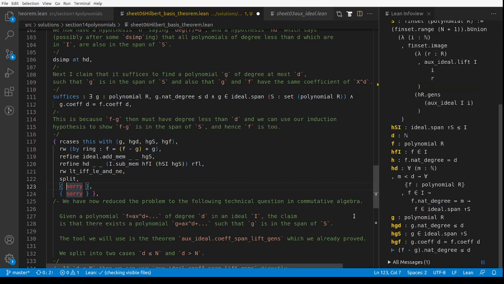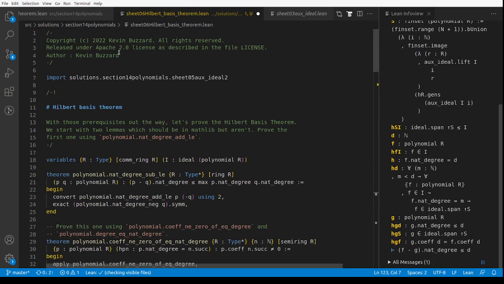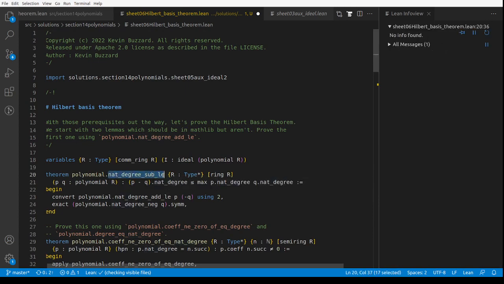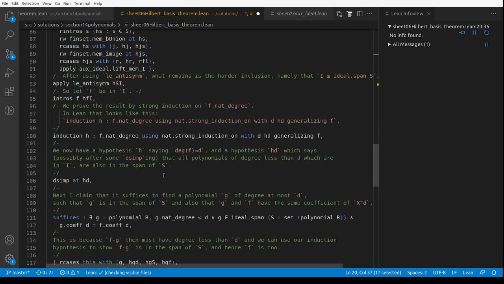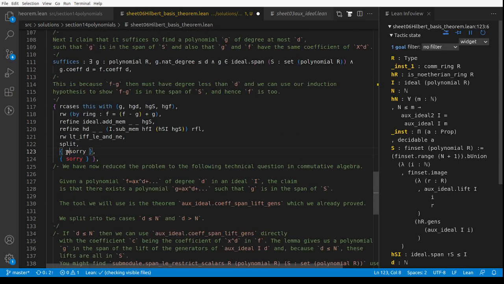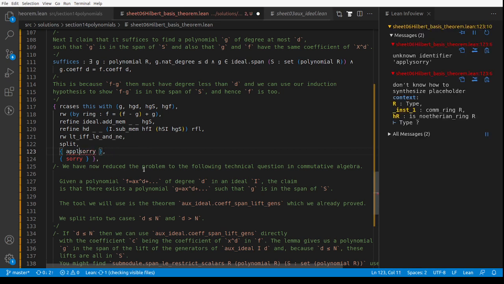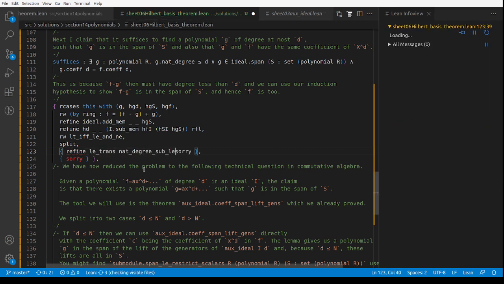I've got to prove the degree is less than or equal to D, and that's because that's the thing I did, right? That's apply this thing here. Apply nat degree sub LE. Wonderful. So let's apply this. And now, oh, I didn't like it. Oh, I see. Because it wants me to use transitivity. So refine LE trans and then this thing here.